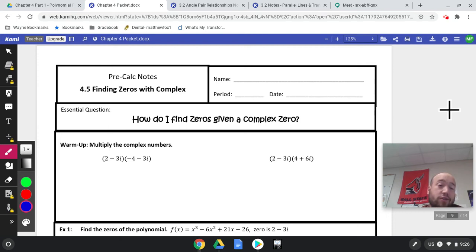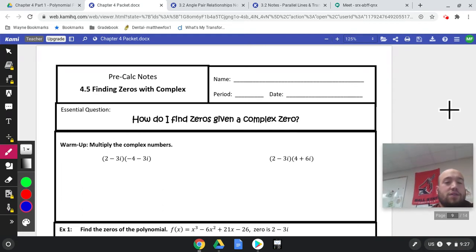The first thing I'd like you to do, go ahead, pause the video, and turn to 4.5 and try these first two problems, okay? You've got to multiply these complex numbers, and I want you to try it, and then once you're done, go ahead and restart the video and see how you did.